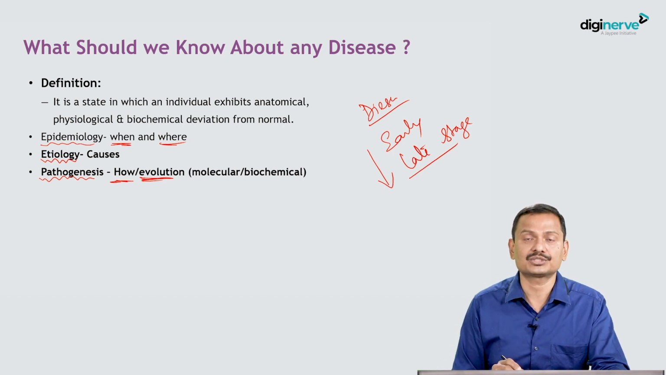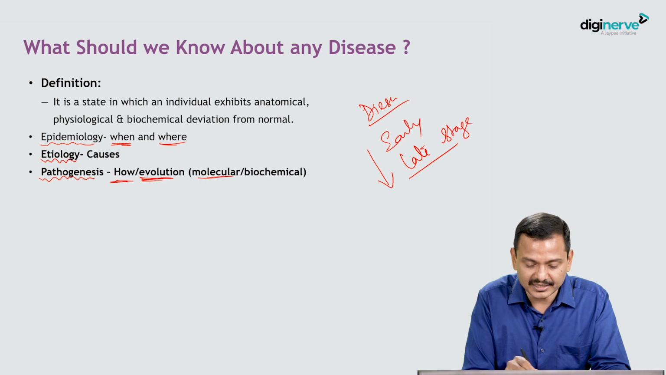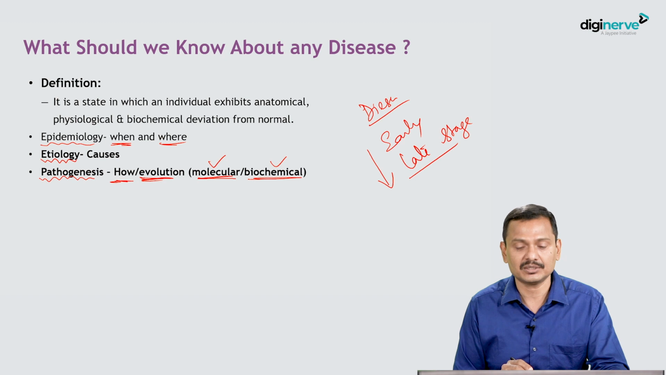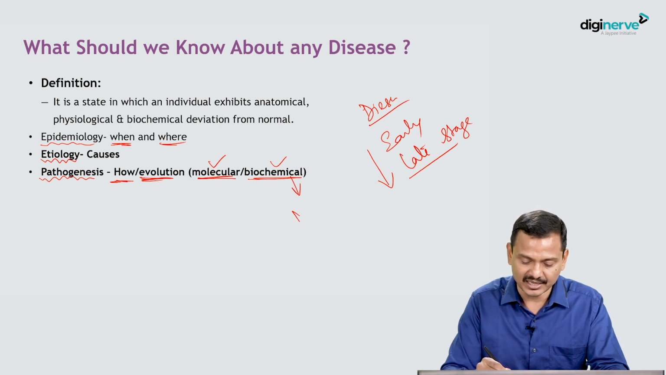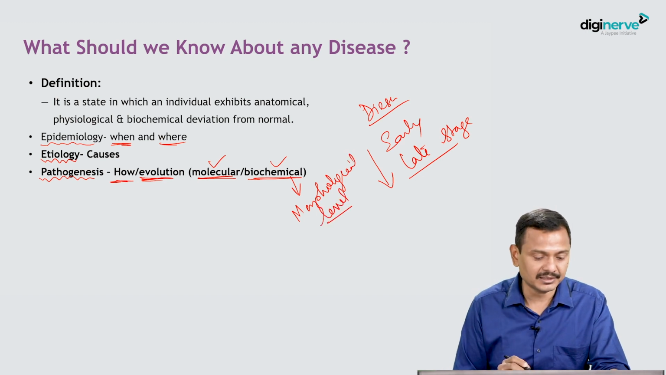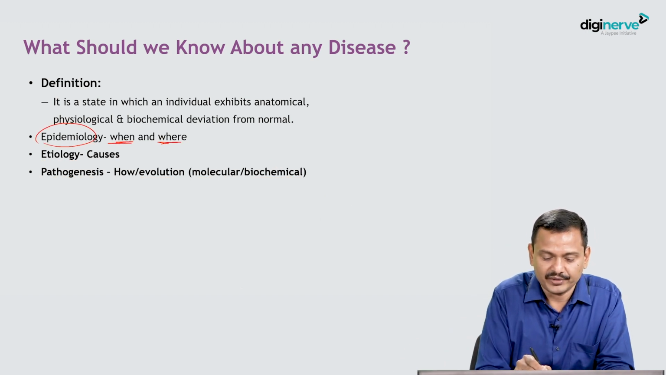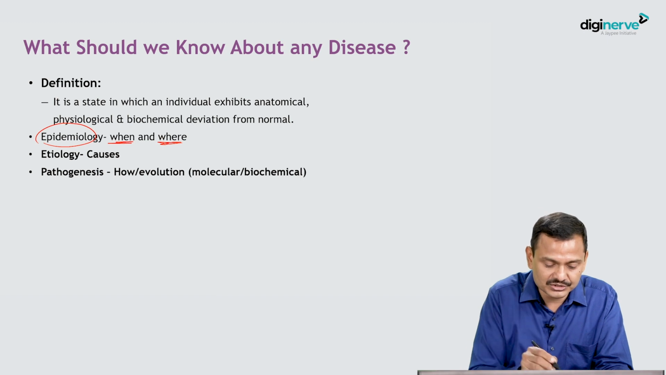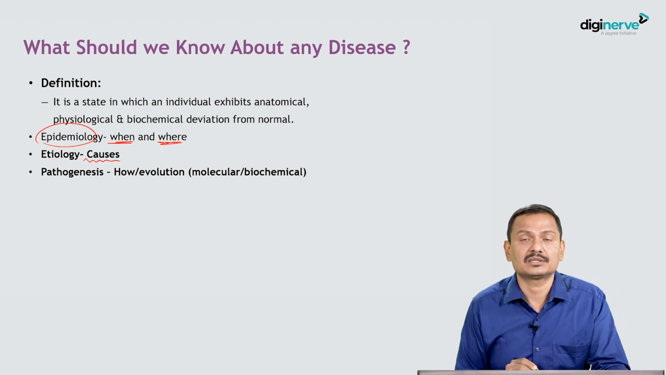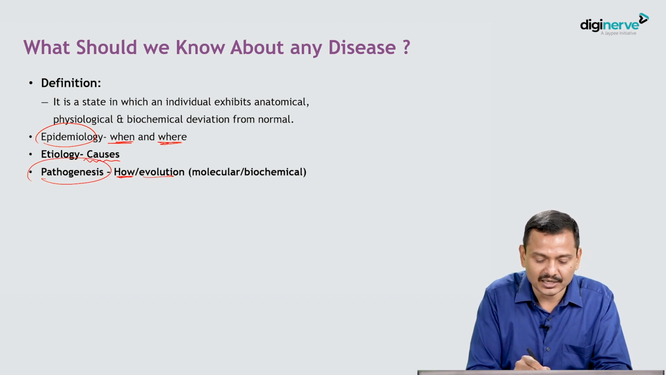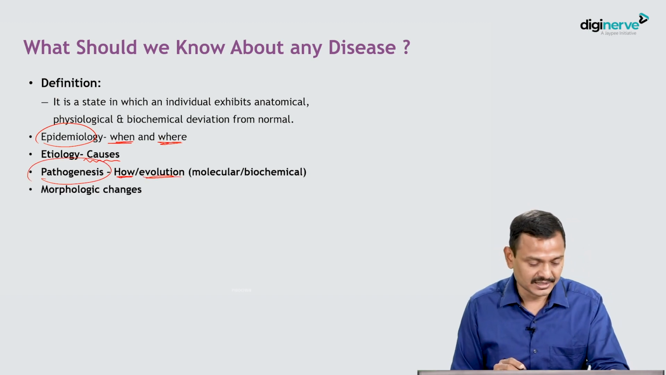And during this evolution, many changes happen, at the molecular level, at the biochemical level, as well as at the morphological level. So you must remember, if you talk about epidemiology, it is when and where. When we talk about etiology, we have to mention the causes. When we talk about pathogenesis, it is how the evolution of disease has happened.